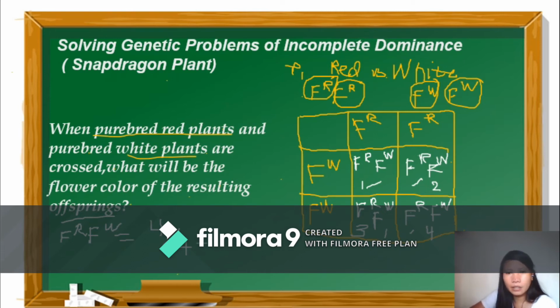So, kung i-interpret natin to, ano ulit ang phenotype pag sinabing F raised to R and F raised to W? Okay, good. That is for pink. Okay. Ilang pink? Kunin naman natin ang percentage. Ilang pink? So, kung 4 over 4 yan, ilang percent yan? Okay, tama. Ang galing sa math. So, that will be 100% pink. So, dito sa question natin that what will be the flower color of the resulting offspring, ang sagot is 100% pink. Okay?